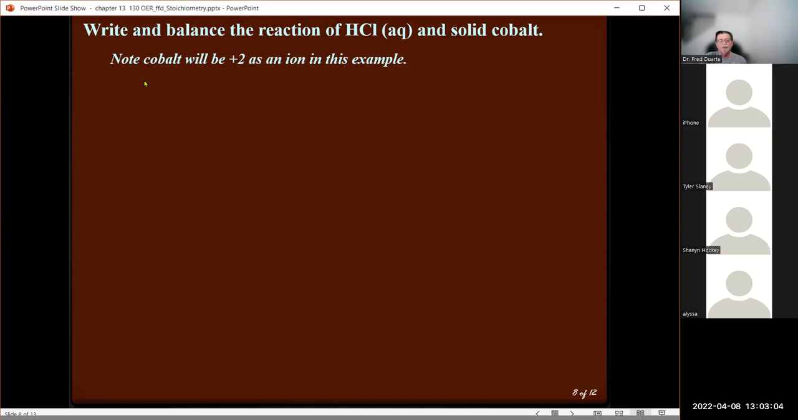All right, so let's write down what we have, right? We got cobalt, so cobalt has the symbol Co, which is a solid, right? And then we're going to react it with HCl.